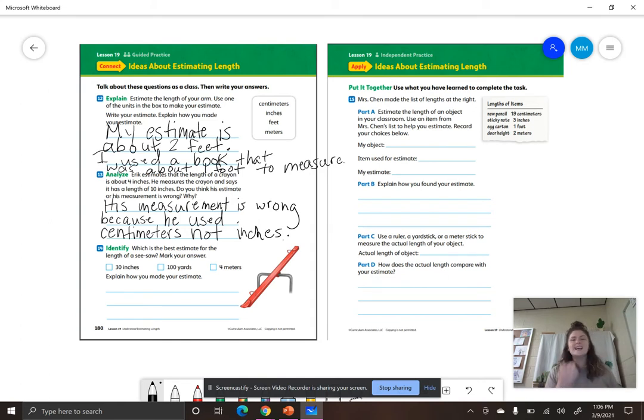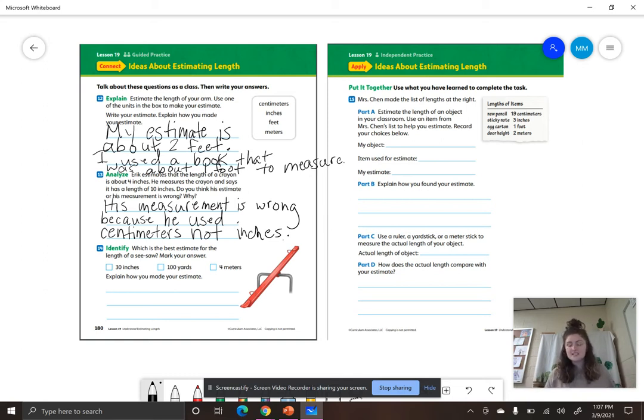Would 30 inches be a good estimate for the length of a seesaw? 30 inches. That is a little less than 3 feet. Is that a good estimate? No. What about 100 yards? Ooh, so 100 yards is 300 feet. Is that a good estimate for a seesaw? No. Okay. What about 4 meters?